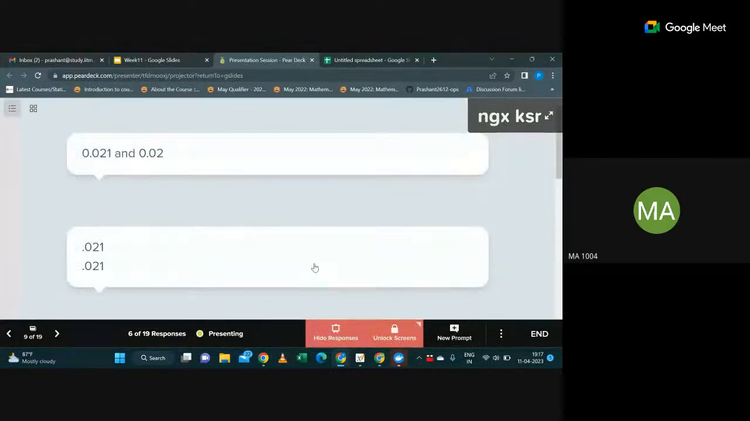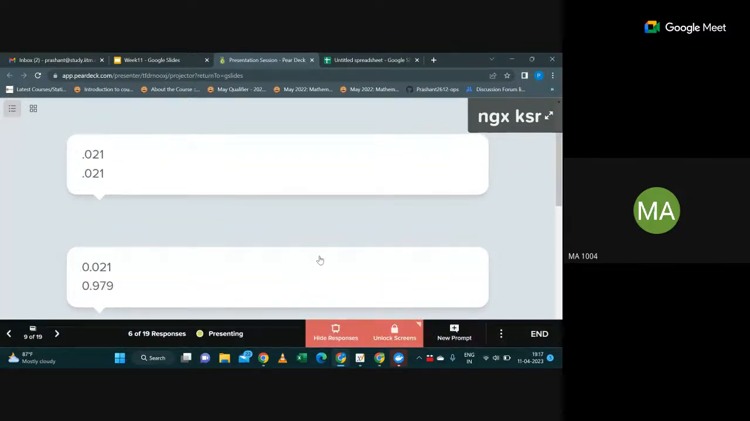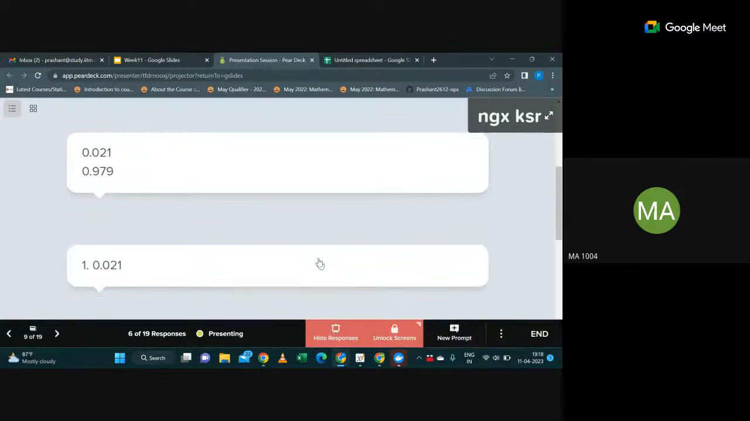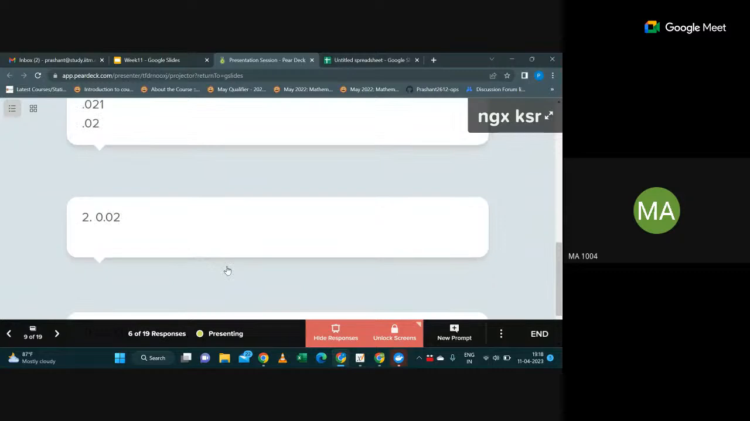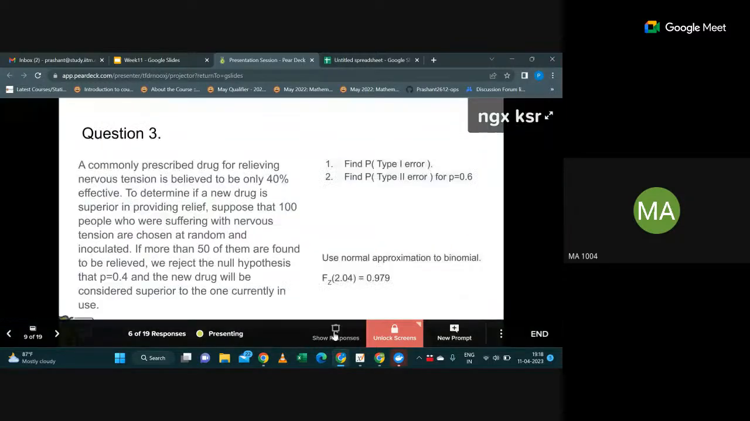So 0.021 and 0.02. Someone has given the same answer. 0.021, 0.979. Someone has entered 1.00. Okay, so is it possible alpha or beta should be 1? Someone has entered 2, I don't know why. Okay, so let's proceed.